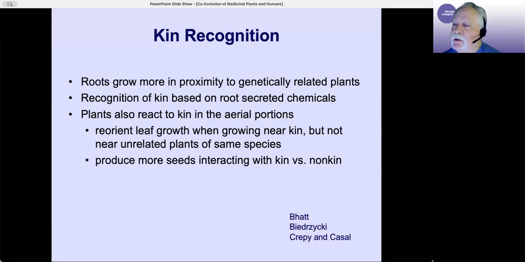And we also get something called kin recognition. What we have in kin recognition is that plants actually recognize other plants of their type. These are genetically related plants, and roots will grow closer to other roots of the related plant. This is based on root secretion. They actually will react to the kin in the aerial portion. So that'll reorient leaf growth when growing near a kin, but not an unrelated plant. So that reorientation of leaf means it'll either block or share sunlight. And that sunlight is really the basis of photosynthesis. But also they tend to produce more seeds interacting with kin than non-kin. So you get these sort of rich stands of plants. And this is another way that the chemical production of those secondary metabolites is a way for plants to recognize, oh, this is a plant of my kind, and we're going to share resources.